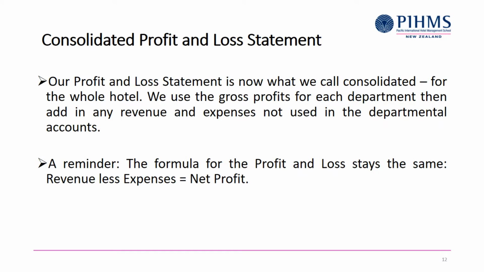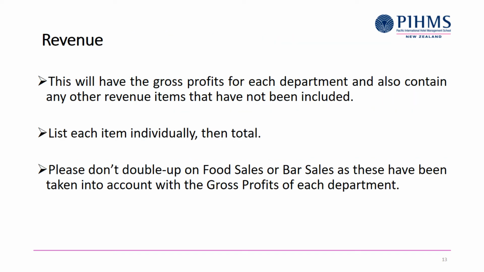Now here, the formula still stays the same. So it's still revenue less expenses equals net profit. Still the same. Now just a note, now we're using net profit. So net profit is the profit after all the expenses have been taken away. It's the final profit, just to differentiate it from gross profit of each department. So just so you know the difference.